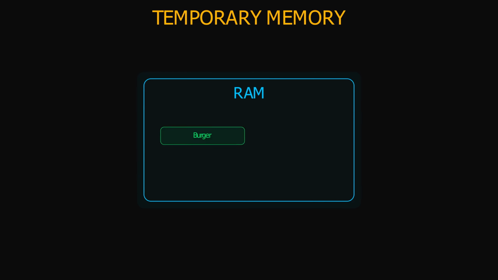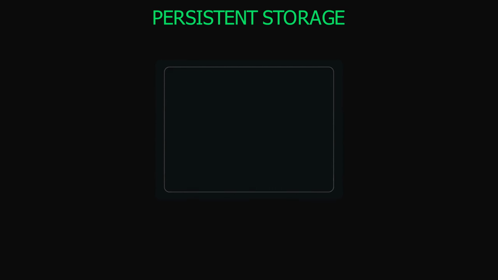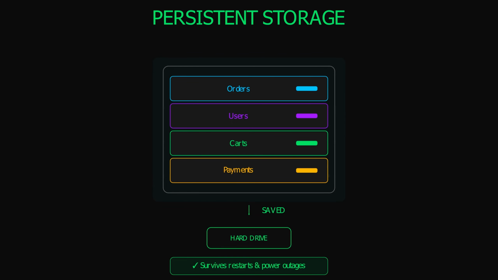This happens because right now, any data we have is just living inside your computer's temporary memory, the RAM. As soon as the Python script stops, that memory is wiped clean. If we want to build a real business, we need persistent storage. We need a database. Think about this. A database is simply a highly organized digital filing cabinet that saves data directly to your hard drive, ensuring it survives restarts and power outages.